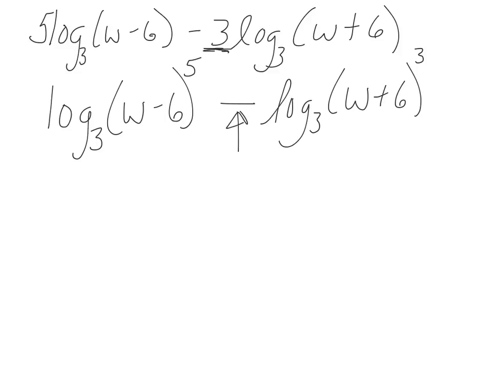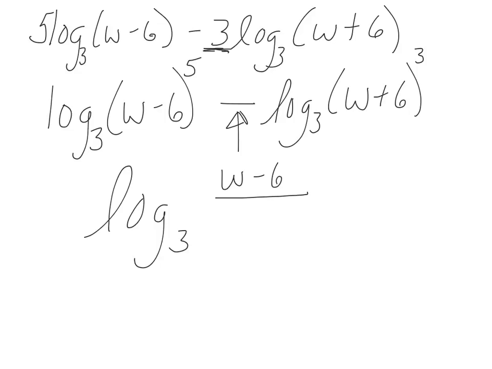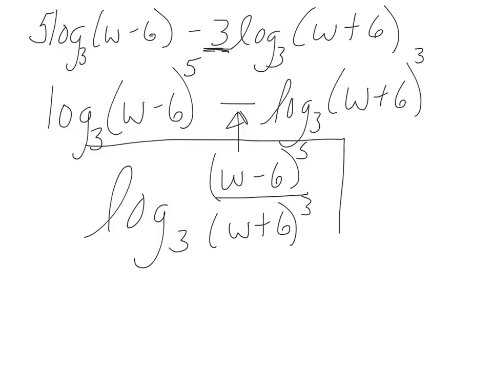So that means that we can convert these two logs, put them into one single log using division. So log base 3, there's my division bar on the top. I know, it looks gross, doesn't it? But as long as we stick to what the properties say, it's totally fine. So on the top we have the w minus 6 to the 5th power, and on the bottom we have w plus 6 to the 3rd power.